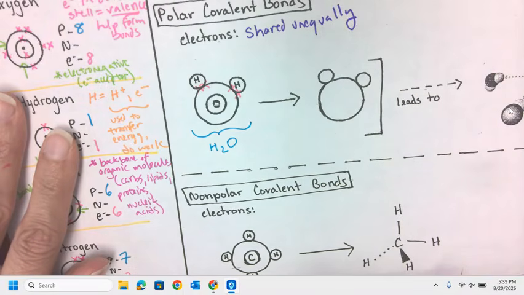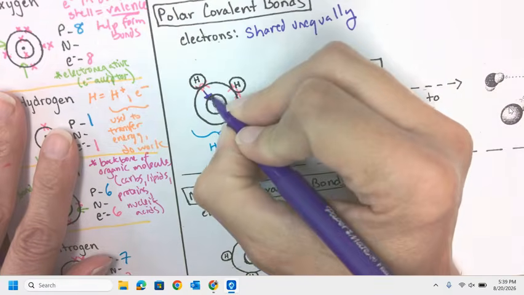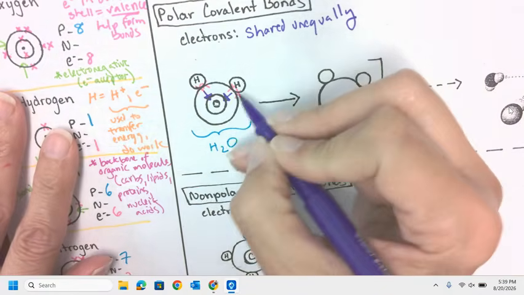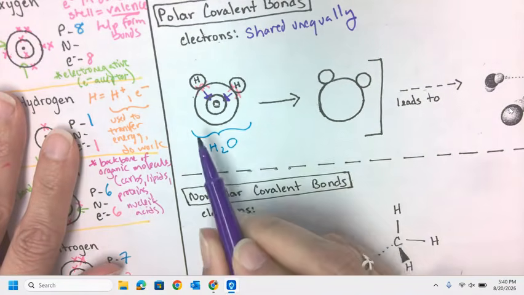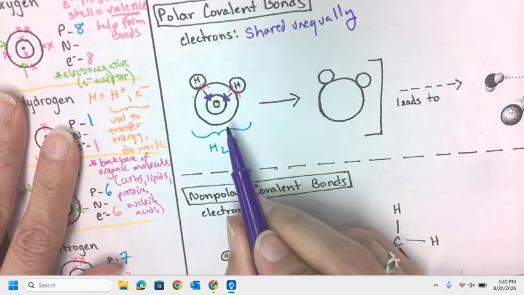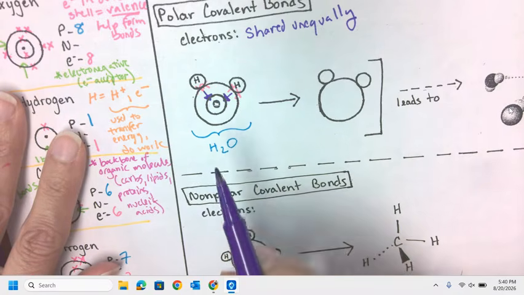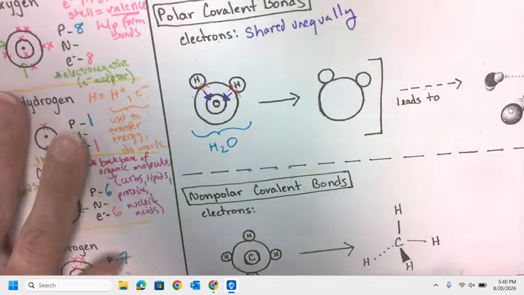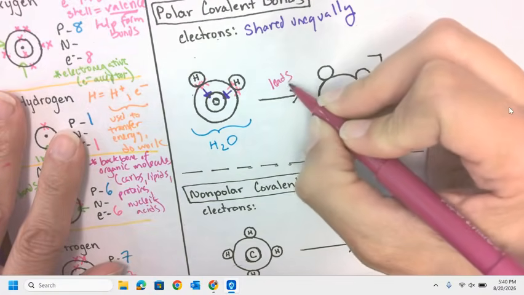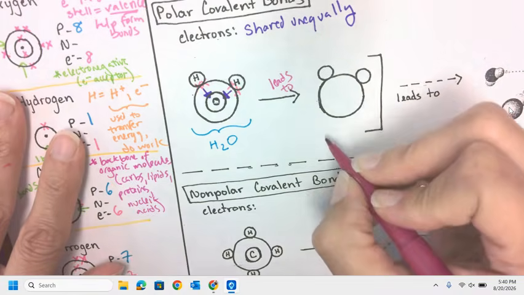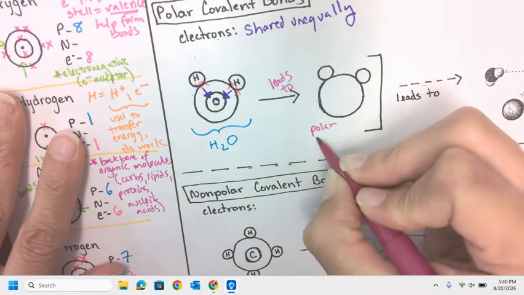But because oxygen is so electronegative, it pulls on these electrons, so the electrons spend more time around oxygen. So the electrons are shared, but unequally. They spend more time with oxygen. A consequence of this is something we refer to as a polar molecule.